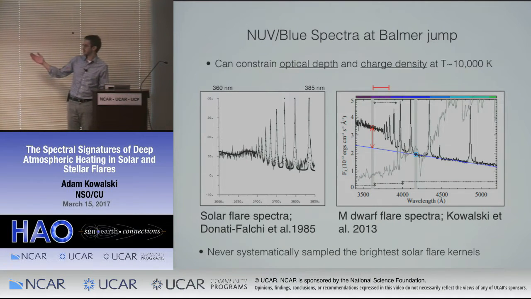So you also see there's bright emission lines in the flare, and those are the hydrogen Balmer lines, and they get really broad. And I'm going to go into our modeling for that. So from the Balmer jump ratio, you get the optical depth at 10,000 degrees. If it's small, there's a large optical depth. If there's low optical depth, then the Balmer jump ratio is really large. And then from the broadening of the hydrogen lines, you get the charge density.